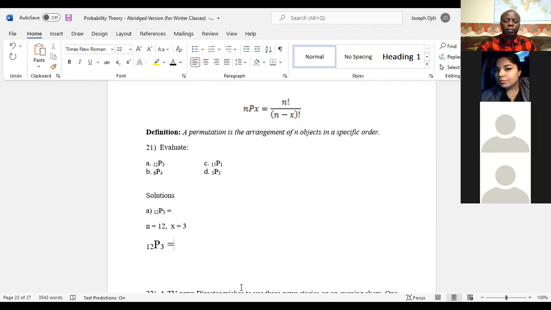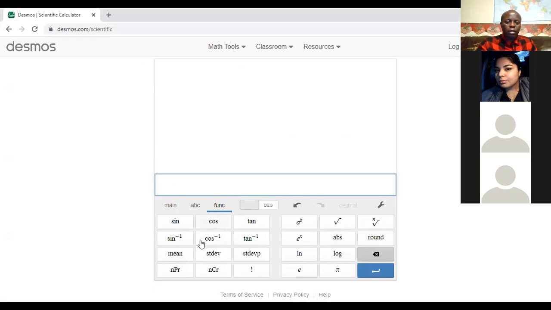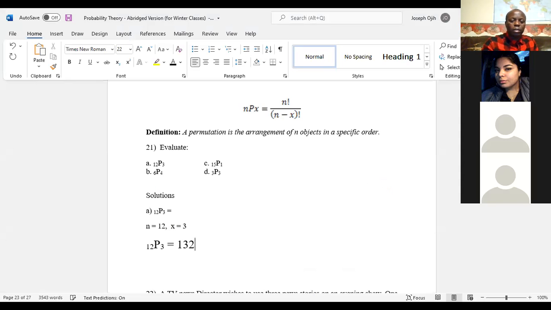Let me take you there. For this calculator, you can use the function. They use R for x. So you click on it, just 12, comma 3, and it gives you the answer right away. 1320. That's the answer right there.